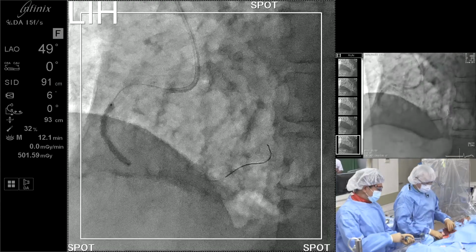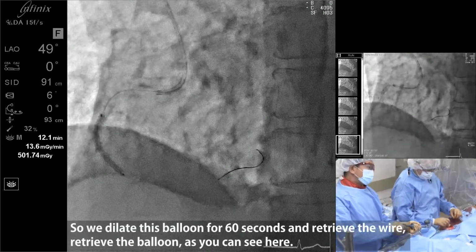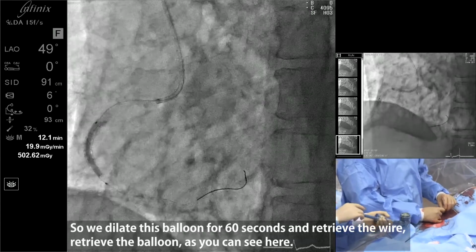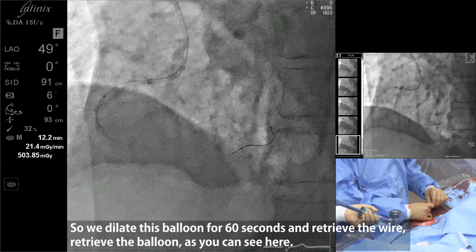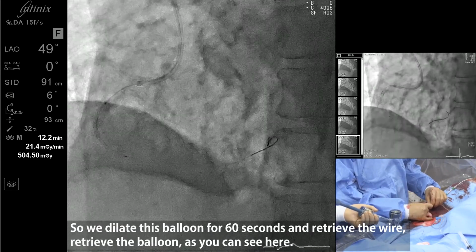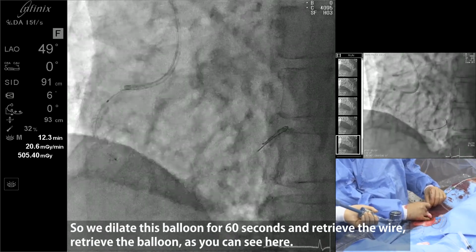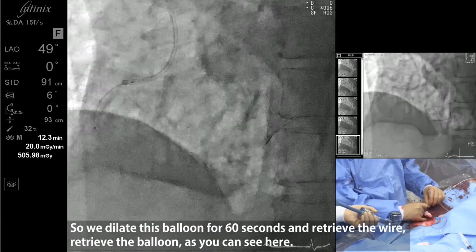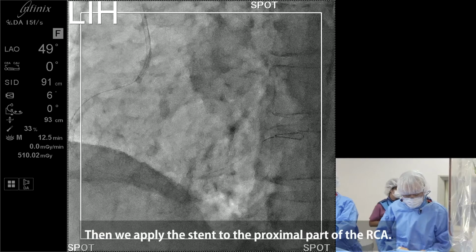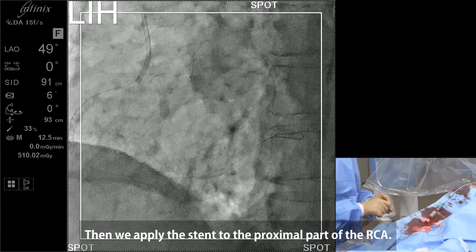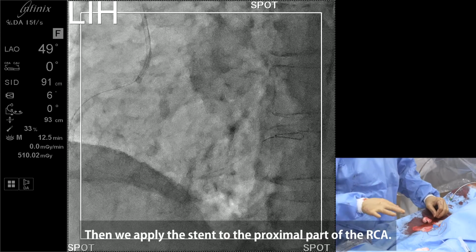So we dilate this balloon for 60 seconds, and retrieve the wire, retrieve the balloon, as you can see here. Then we apply the stent to the proximal part of the RCA.